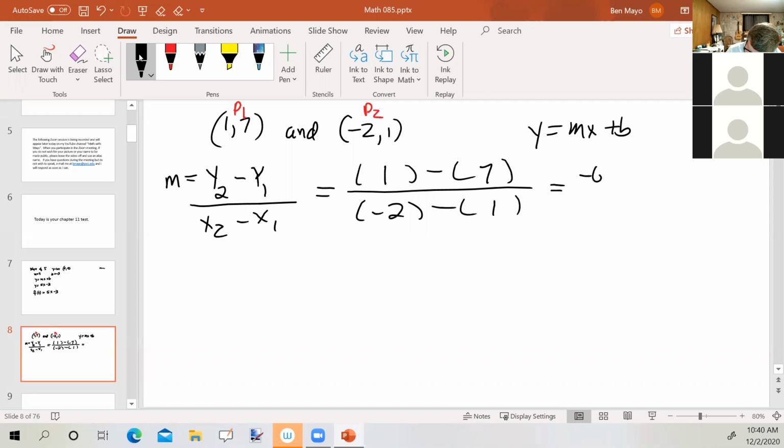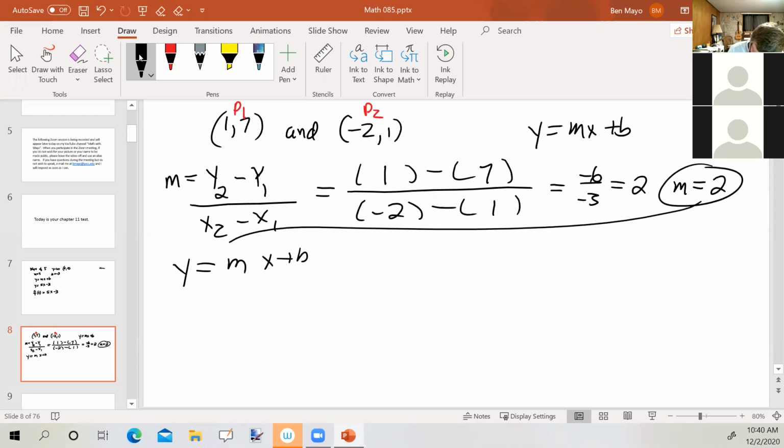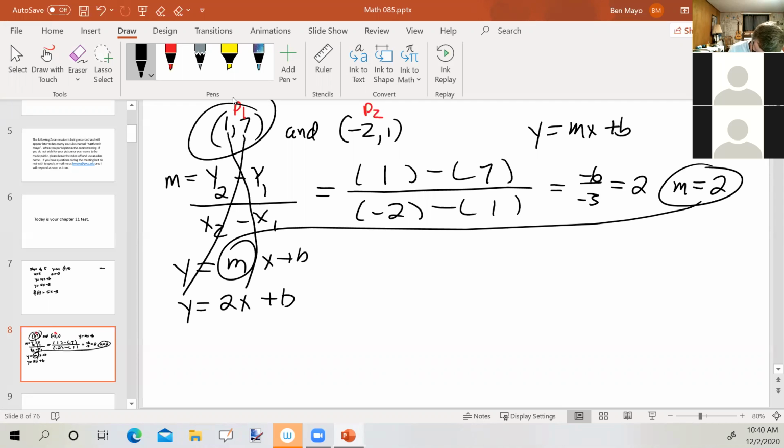1 minus 7 is -6. -2 minus 1 is -3. -6 over -3 is 2. So the slope equals 2. So now I'm going to take y = mx + b, and I'm going to put 2 in there. I'm going to take one of these ordered pairs and put that in for x and that in for y.